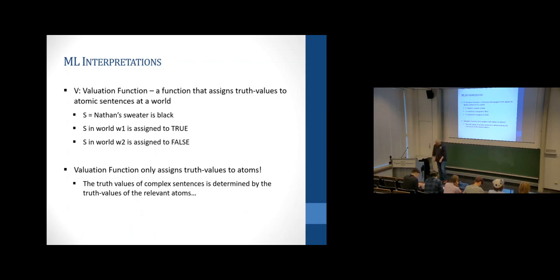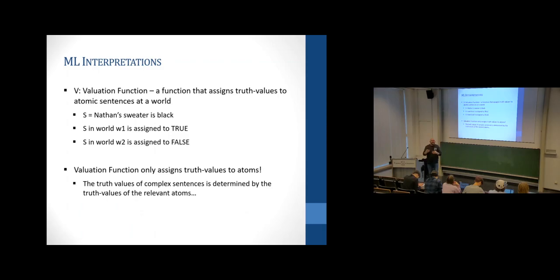So we might take a sentence S, right? Nathan's sweater's black. And our valuation function will take S and a given possible world, so world 1, for example, for our first one, and assign S to true. Basically, you can think about it as world 1 believes that S is true. At world 1, S is tagged to true. In contrast, our valuation function at world 2 assigns S false.